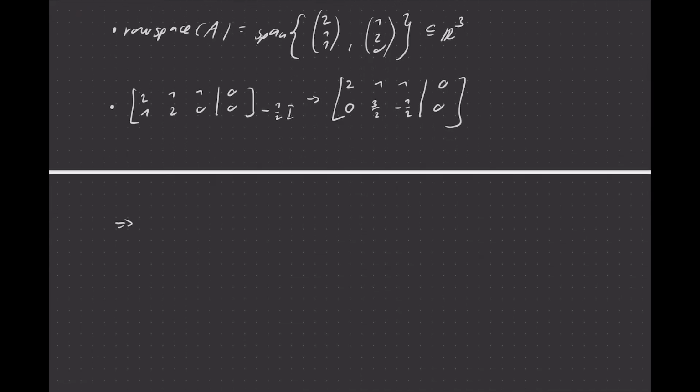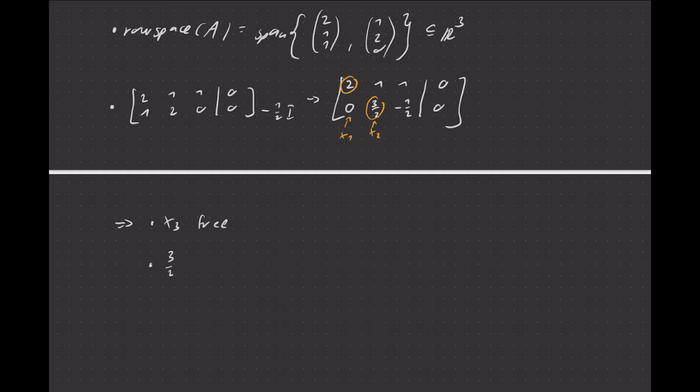So what we get is, well, x3 is a free variable. Here's a pivot and here's a pivot. So we have pivots associated to x1 and x2.